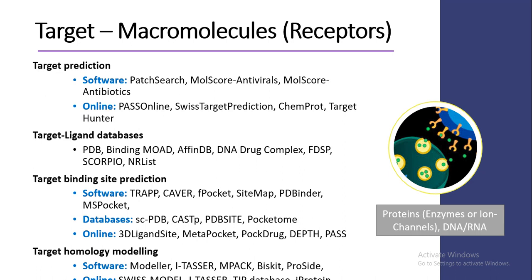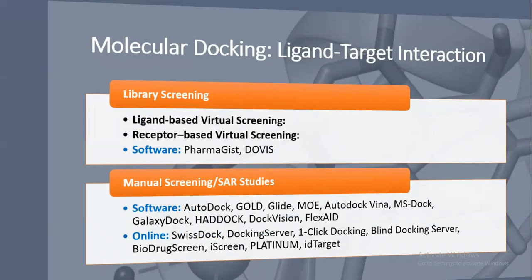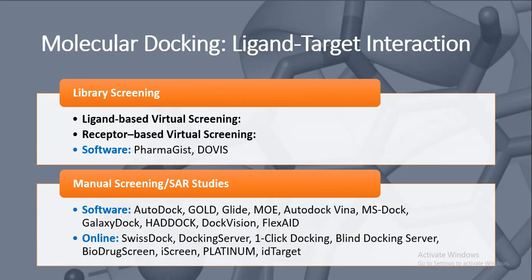Similarly, we can find out homology modeling for our target. So through homology search, we can find that there are different softwares like Modeler, iThasir, MPack, Biscuit, ProSide. These are the different softwares available, and online softwares are Swiss Model, iThasir, TIP database, iProtein, and Foldex, etc. These are the different databases which are available for our target homology modeling.